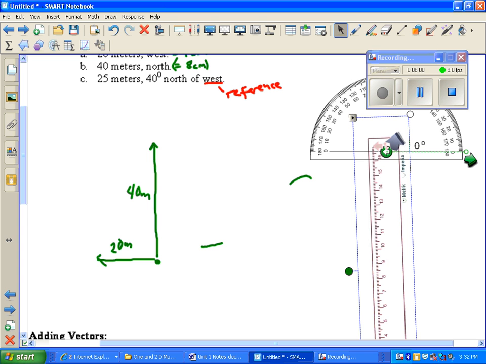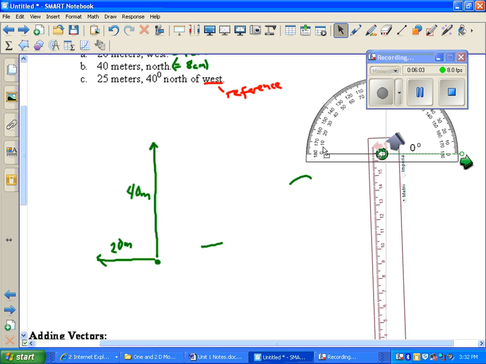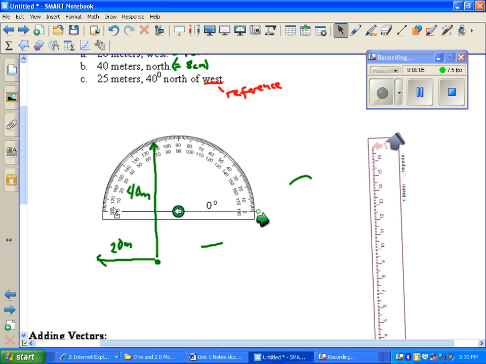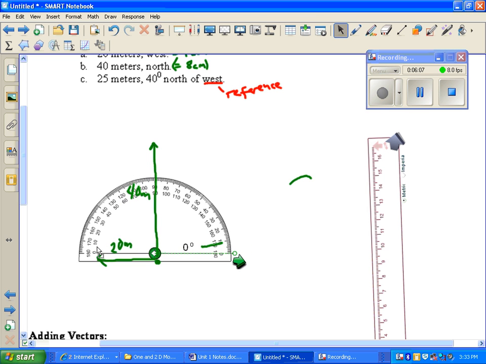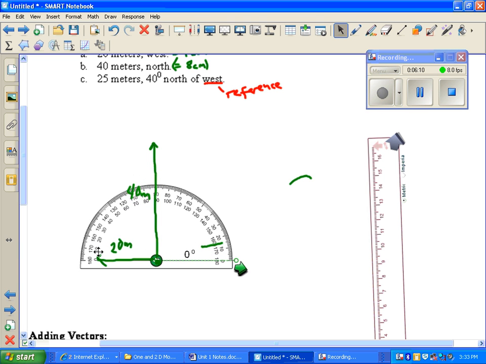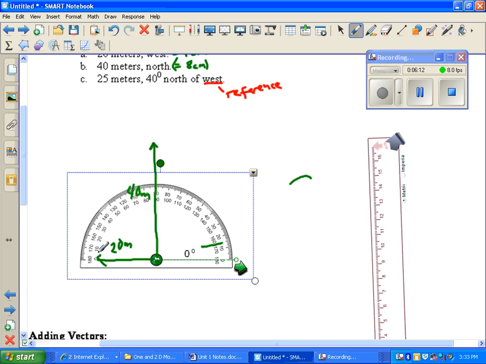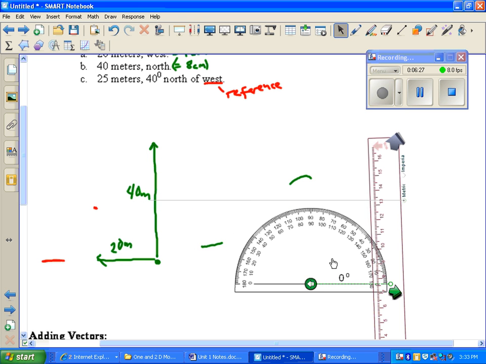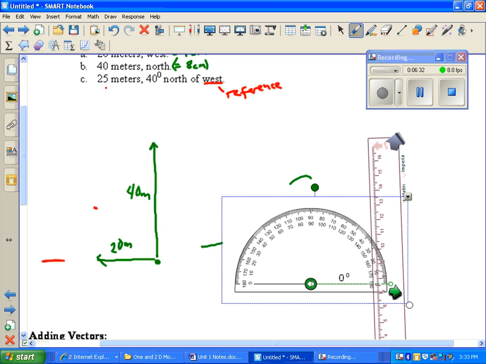So I need to take my protractor, I'm going to drag that over here, so that the origin of the protractor is at the origin. Now my reference was west, so my reference is along this line here, and then I have to go 40 degrees north of that. So I'm going to mark 40 degrees north of that right here. I'm going to move my protractor back out of the way. Okay. Now it's 25 meters. Again, our scale is 5 to 1, so I'm going to have to make this equal to 5 centimeters.